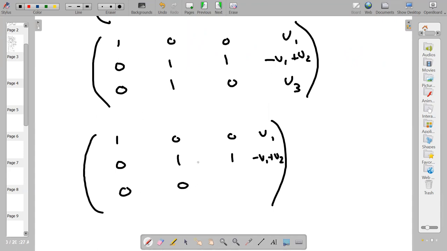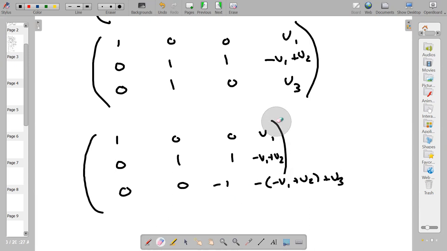To produce the 0 there, what we needed to do is to take the second row, multiply it by -1, and add it to the third row and replace the third row with that. So I think you get a -1 right here. And in the last position right here, you take the negative of that and add it to the V3. So you get minus V1 plus V2 plus V3.